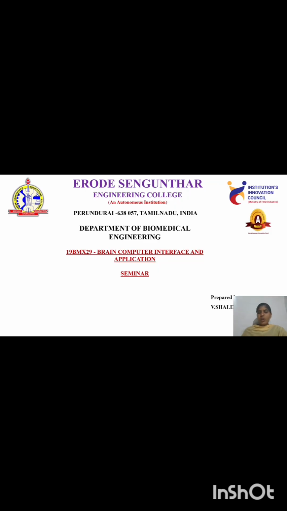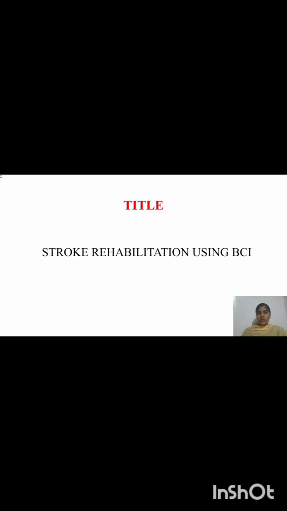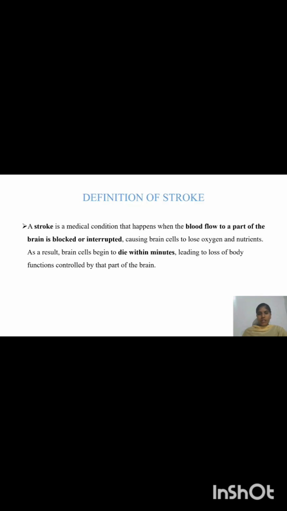Our seminar subject is brain computer interface and applications. Next, we move to our title. Our title is stroke rehabilitation using BCI. BCI is nothing but brain computer interface.